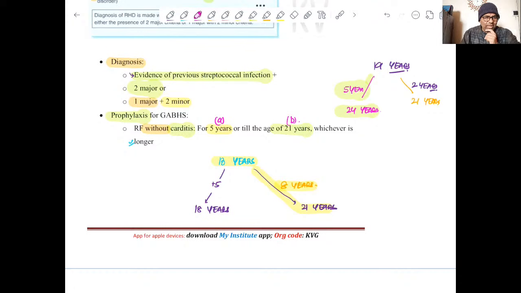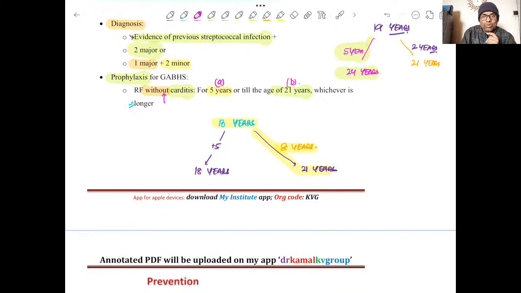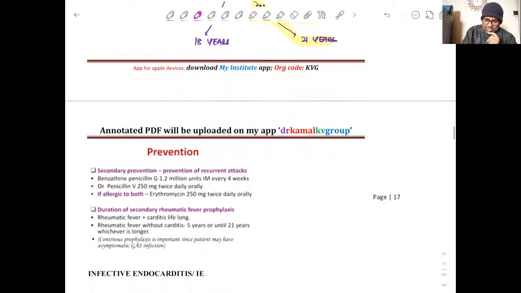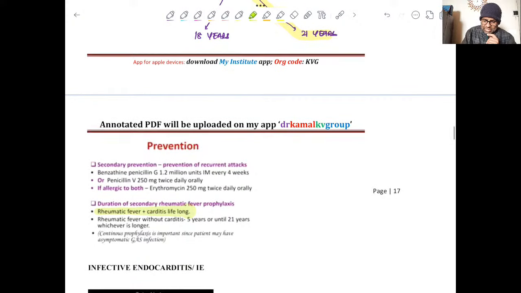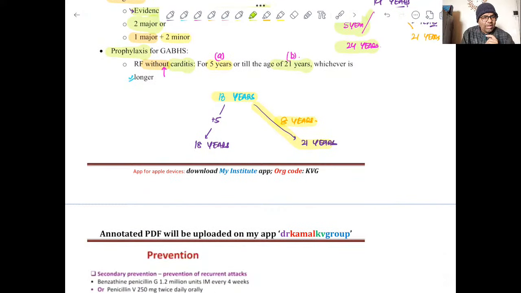Yes, Anas bhai, group A beta hemolytic streptococcus. So this is especially for without carditis. Clear? Because if there is carditis, then your approach will change. You have to give secondary prophylaxis lifelong, right? So I'm not going into other details. The one which you should remember from exam point of view is that without carditis, 5 years or till 21 years.